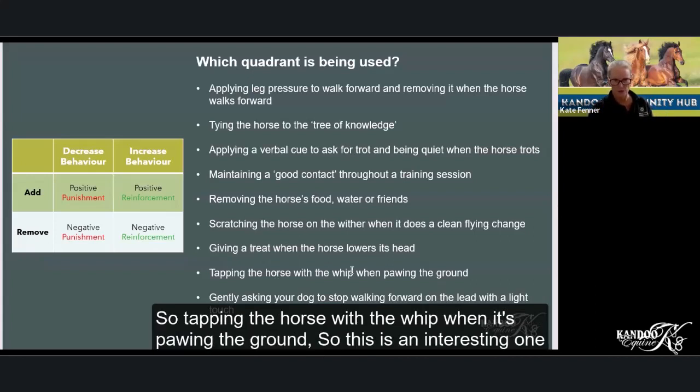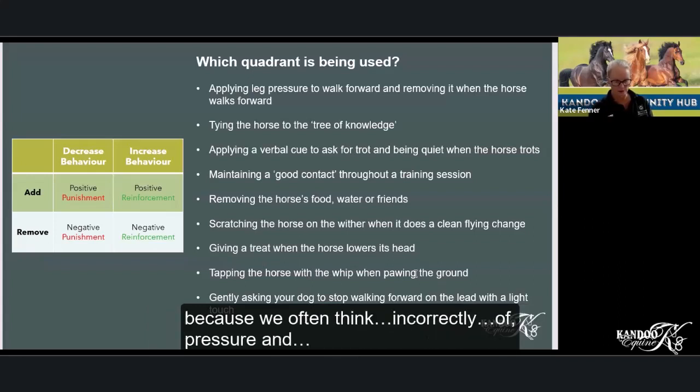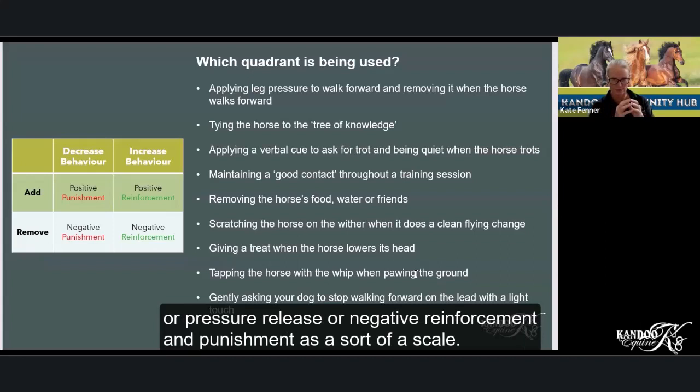So tapping the horse with the whip when it's pawing the ground. So this is an interesting one because we often think incorrectly of pressure and pressure release, or negative reinforcement, and punishment as a sort of a scale.